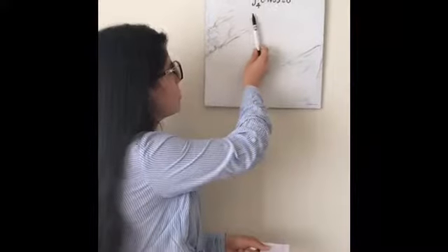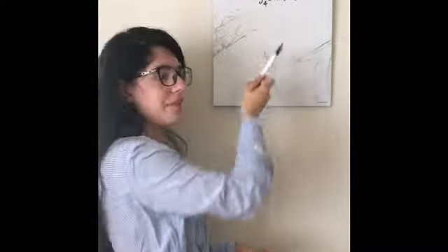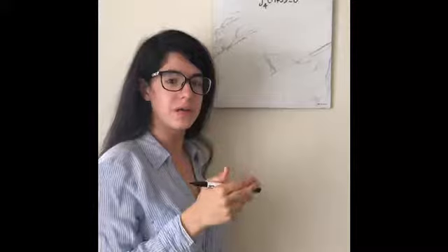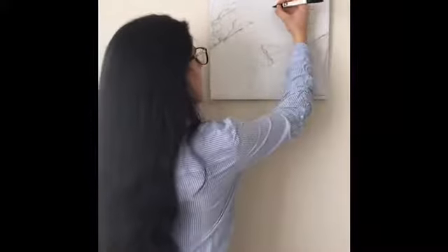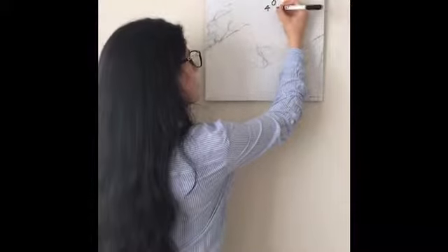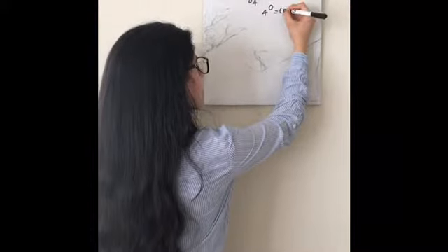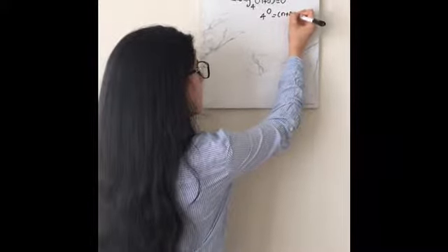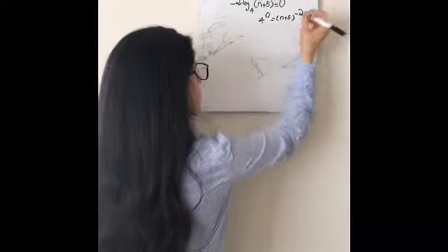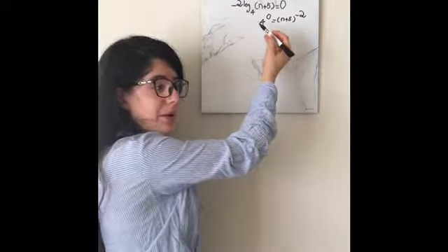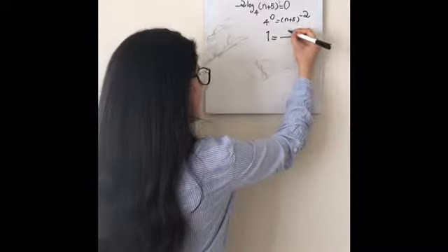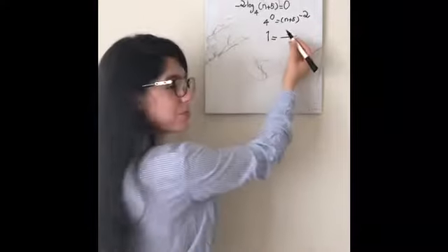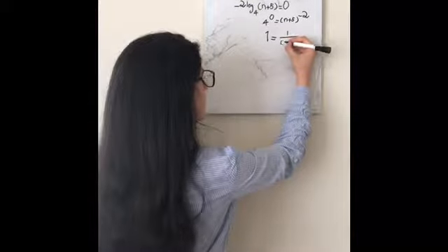For our second example, we have negative 2 log of 4 n plus 5 equals 0. First of all, we have to write this as an exponential function. So we have 4 to the power of 0 equals n plus 5 to the power of 2. We know that anything to the power of 0 gives us 1, and we know that we can't have negative exponents, so we are going to write this as a fraction over 1.